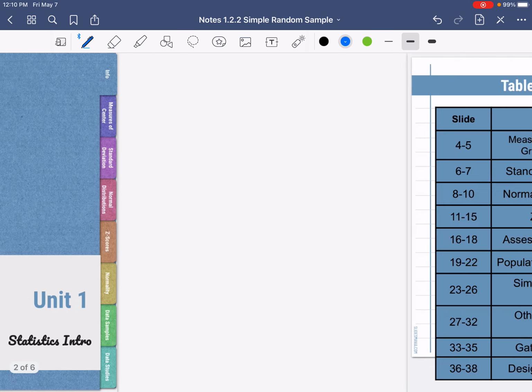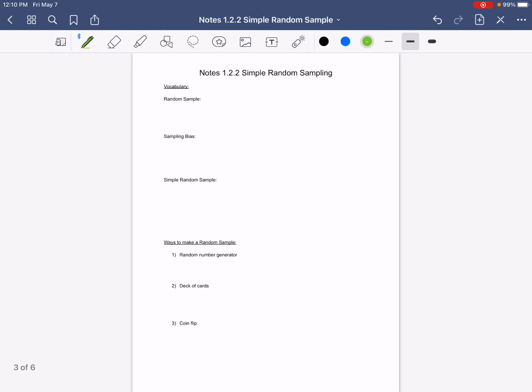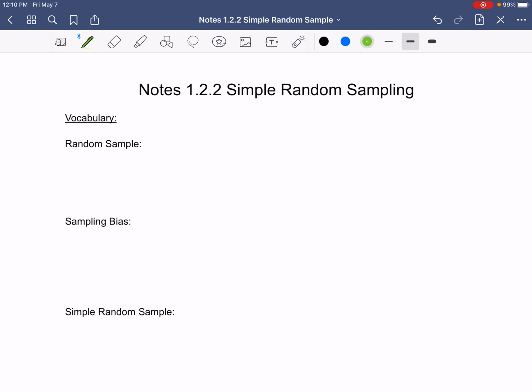Hey guys, here's our notes we're going to take today about simple random samples. You can go ahead and put them on slide 23 through 26 of your digital notebook. At the top of your paper, you can put your title, just notes 1.2.2, simple random sampling. We're going to start off with some vocabulary.